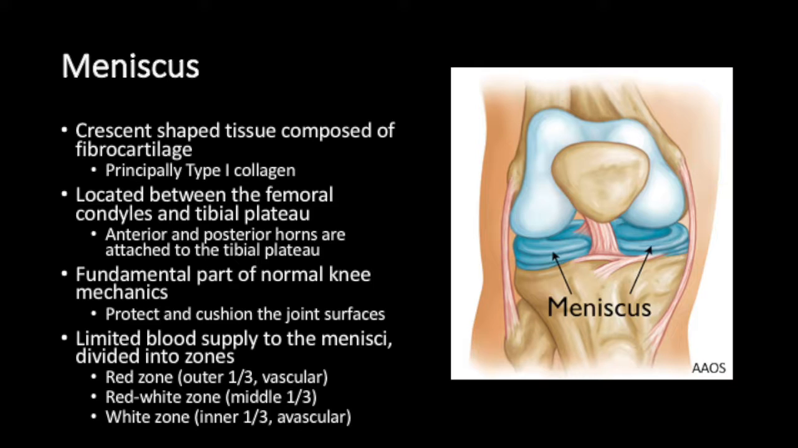There is, however, limited blood supply to the meniscus, and it's divided into three zones: the red, the red-white, and the white zone. The red zone is the outer third, it's vascular. The red-white is the pink middle third, and the white zone is the avascular inner third.